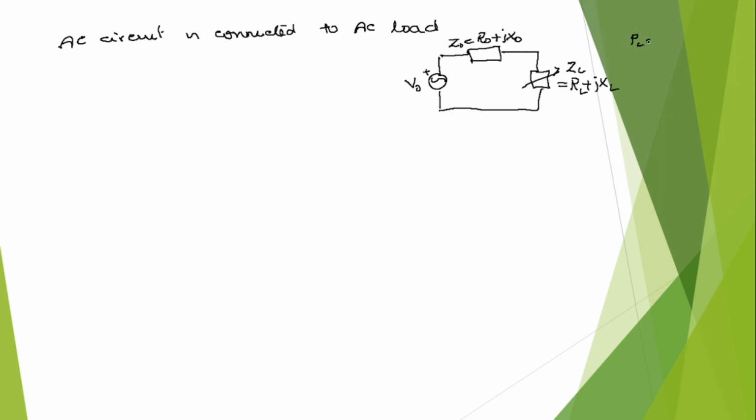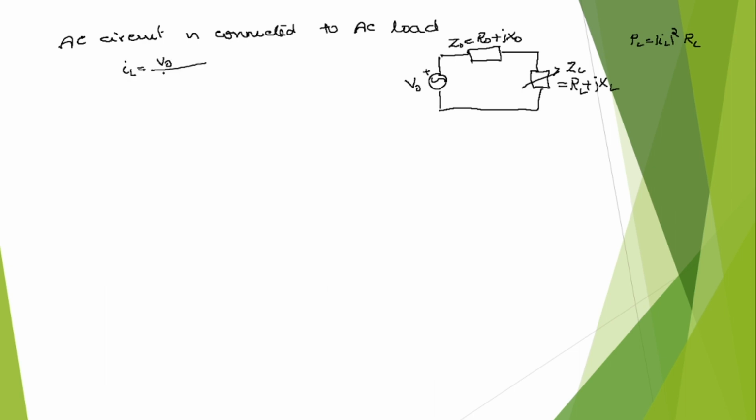So PL equal to magnitude of IL square into RL only, because power is consumed by the resistive component. The inductive and capacitive components store the energy, whereas the resistive component consumes the energy. So power transferred to the load is magnitude of IL square into RL. So what is IL now?